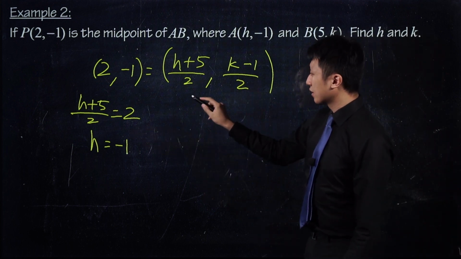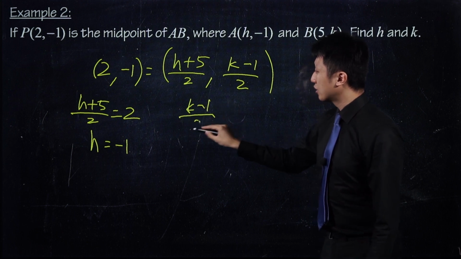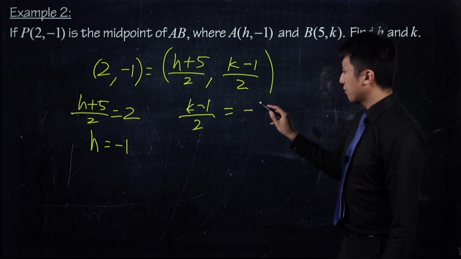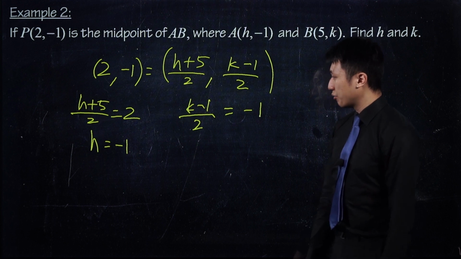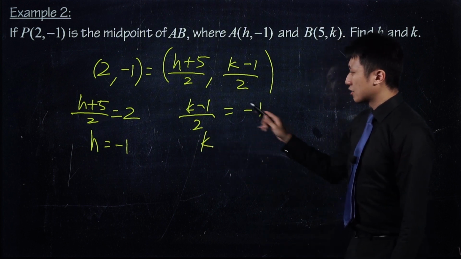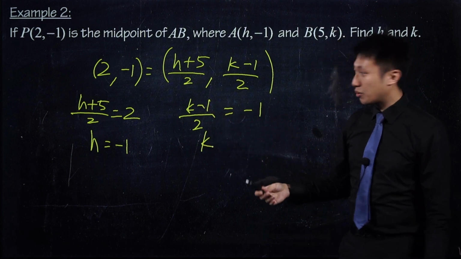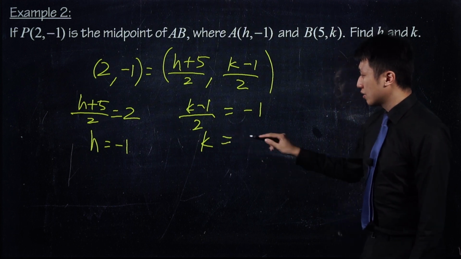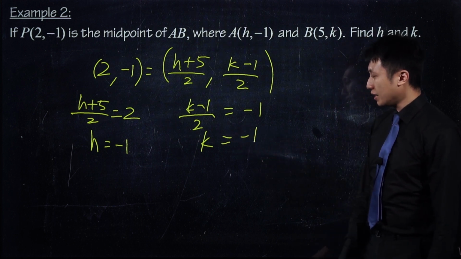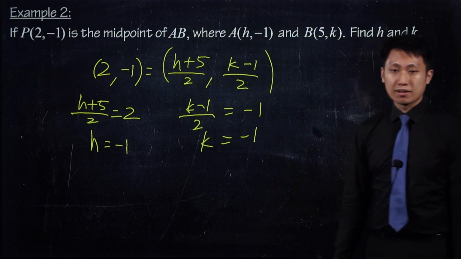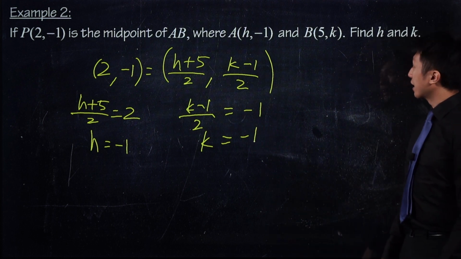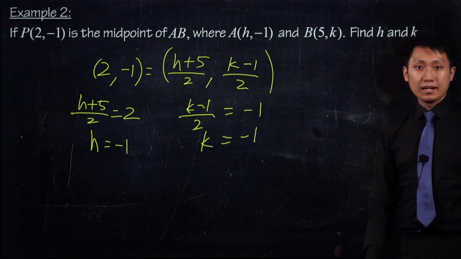Okay, next one. K minus 1 divided by 2 is equal to -1. And then what do we get? K minus 1 is minus 2, then moving the minus 1 over, plus 1. So it will give you minus 1 again, correct? Minus 2 plus 1 is minus 1. So H and K are both -1.